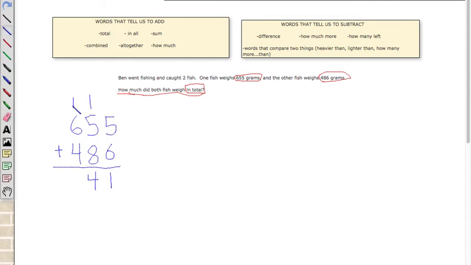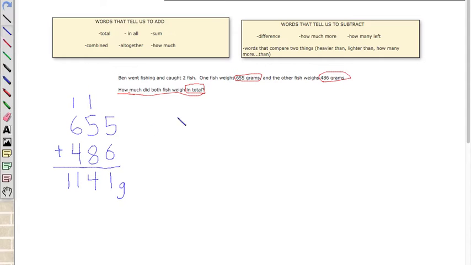And finally, I'm going to add up my final column, 6 plus 4. I see right away that makes 10, plus the 1 is 11. So my answer is 1,141 grams. I'm just going to show you another strategy we learned in class.